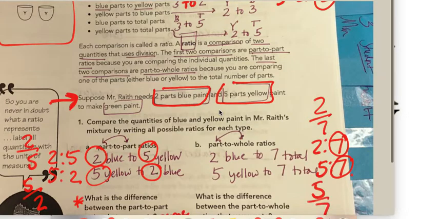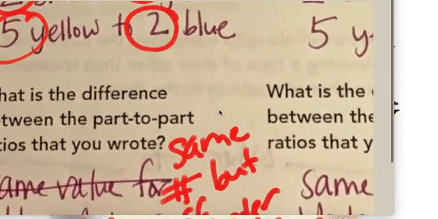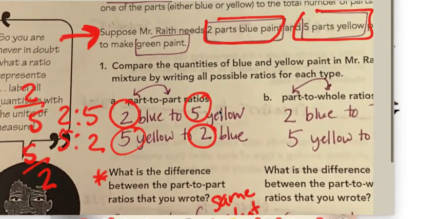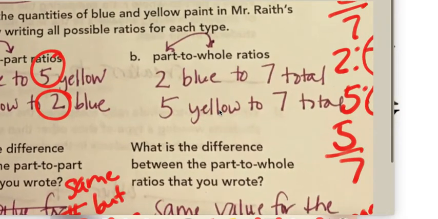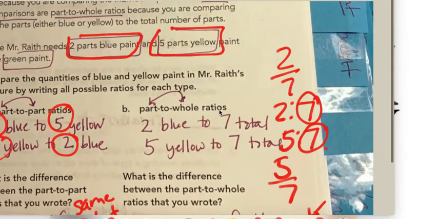What is the difference between the part to parts? You can't really see this, it's cut off, but they have the same numbers, just flipped. So we have 2 and 2 and 5 and 5, but the numbers are just reversed. Now, the difference between the part to wholes is that they're the same value for the wholes. You notice that they're both 7, but the parts switched out right here. There was 2, and now there is 5.